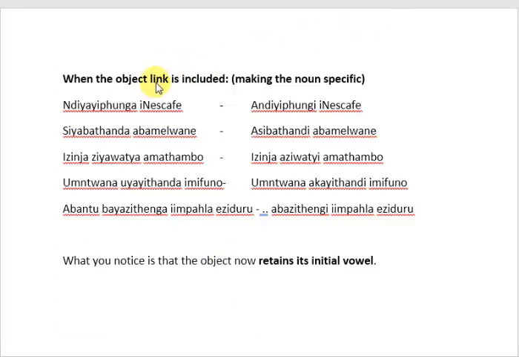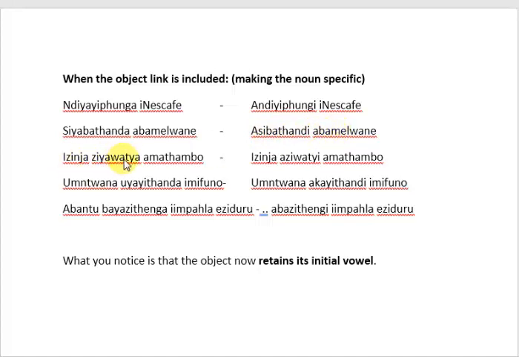Finally, we look at what happens when the object link is included, the object link making the noun specific. So, ndiyayipunga inescafe, andiyipungi inescafe. Siyabathanda abamelwane, we like the neighbors. Asibathandi abamelwane, we do not like the neighbors.